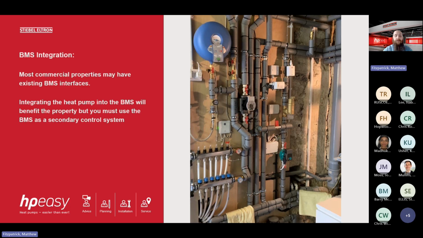So if you've got a property where the connected load isn't as high as we would like, and if all of the computers, servers, everything are on at the same time, we may need to switch one heat pump off. A BMS system can do that.